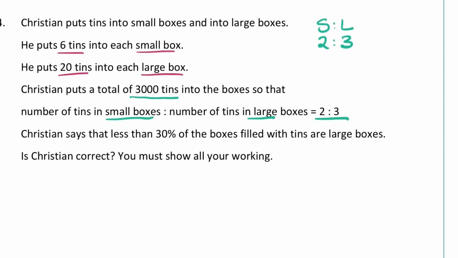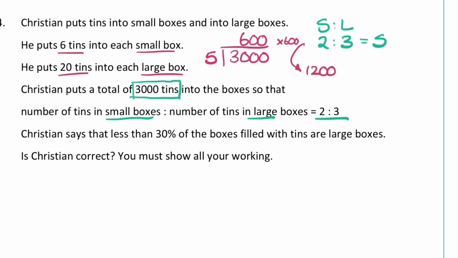Now, there are 3,000 tins in total, so that's what we need to split in the ratio 2 to 3. In total, there are 5 parts, so I need to divide that by 5. Let's do it to the side. 3,000 divided by 5. 5 goes into 30, 6 times, and then 0, 0. So each part is worth 600. So I need to multiply both numbers in the ratio by 600. 2 becomes 1,200, 2 times 6, add the zeros, and then 3 times 600, 3 times 6 is 18, add the 2 zeros. So there we go.